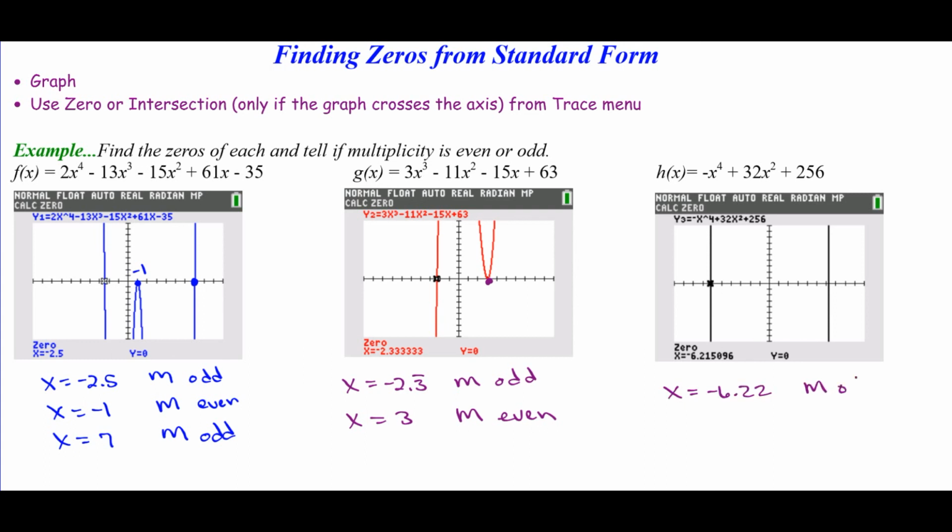On this last example, we have a zero at x equals negative 6.22, crossing through the axis there, so I know my multiplicity is odd. This other zero over here is actually at positive 6.22. Remember, you can find those using zero or intersection on your calculator. And again, I'm crossing through the axis there, so my multiplicity is going to be odd.